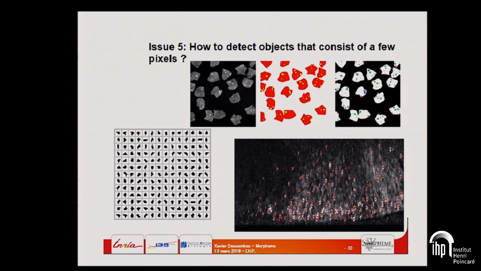Okay, the last issue is when you have very small objects. Of course, the geometry does not make sense when you have 5 pixels to say, is it a disk, is it an ellipse? But again, you can define a dictionary. Here we have defined a dictionary of shapes which are included in a 5 by 5 square, with some constraint of connectivity and so on.